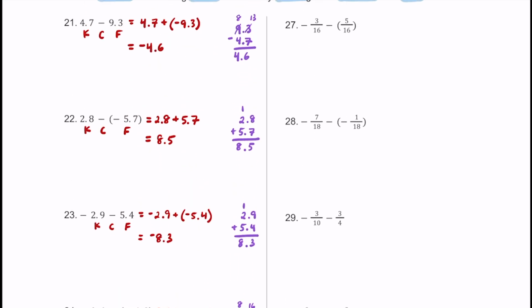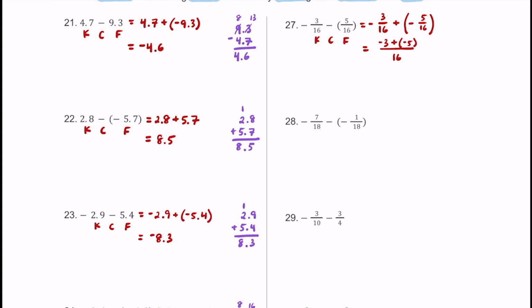For 27, looks like we have common denominators, which is again really, really nice, all things considered. And so if we keep the negative 3 over 16, just keep that and leave it alone, negative 3 over 16, change the minus to a plus, and then if we flip this 5 over 16, it'll be negative 5 over 16. Okay, so let's go ahead and give the minus signs to the numerators. So if we go ahead and do so, 16 is going to stay on bottom. The negative goes up to the 3, that's negative 3, and the negative goes to the 5, so it's going to be a negative 5.